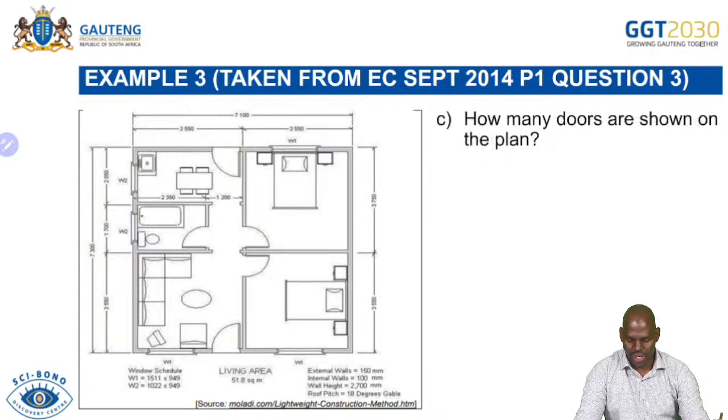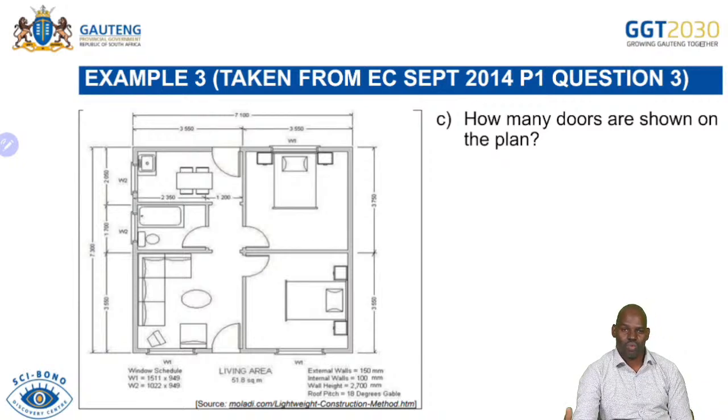Right, the next one is how many doors are shown on the plan? Again, you know the symbol for a door. Let's check. We also have to check. Probably in most cases, each and every room must have a door. So for this one, there we've got a dining room or a lounge. We've got the door there, so it's 1.